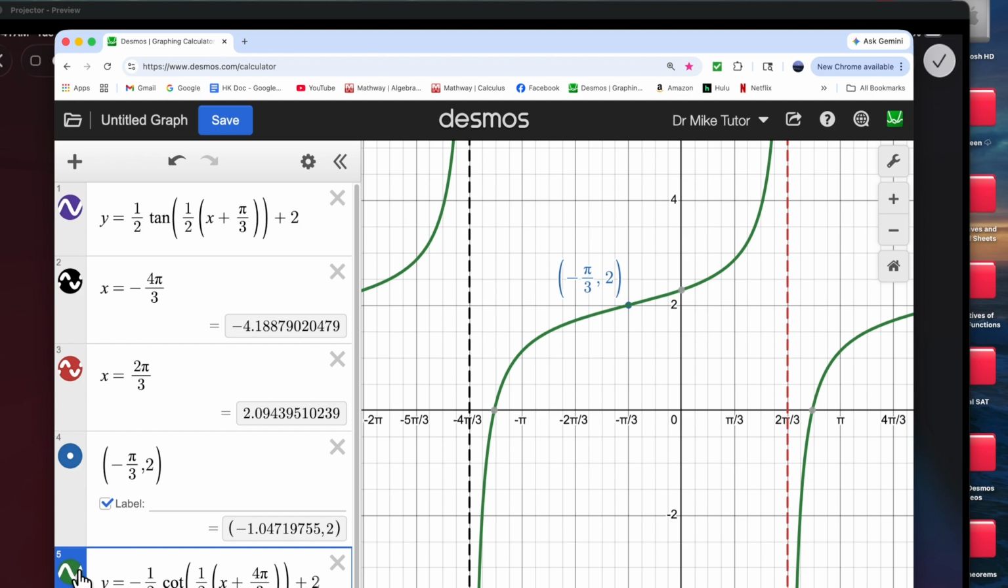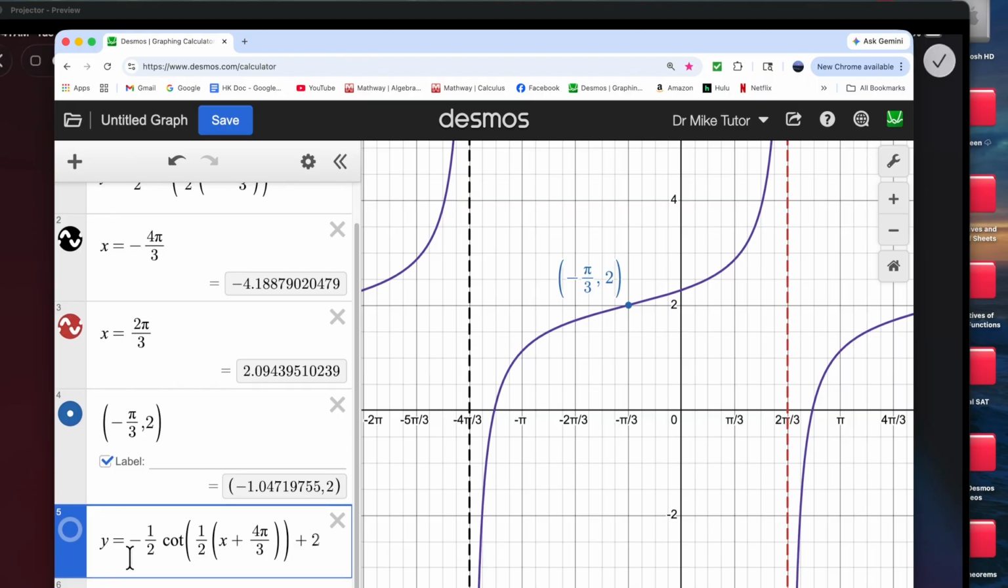Okay, so let's start with this purple function here. This is the equation we came up with, and you have to trust me that that vertical asymptote, negative 4 pi over 3, 2 pi over 3, the center at negative pi over 3, that this matches. And then we came down here and we gave the cotangent form. We added a negative and we changed the shift to emphasize the vertical asymptote. Vertical asymptote is 4 pi over 3 to the left. We're going to manifest that with a plus sign.